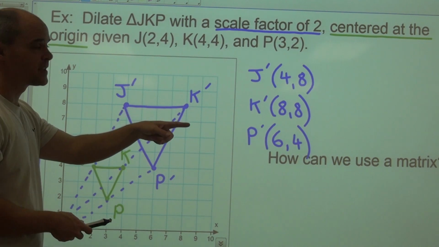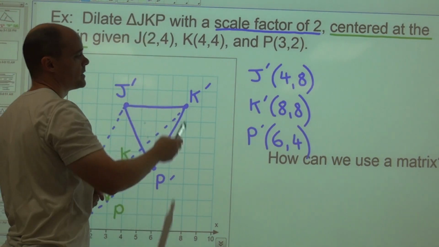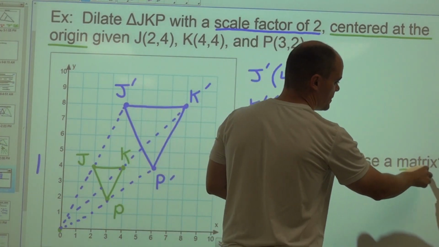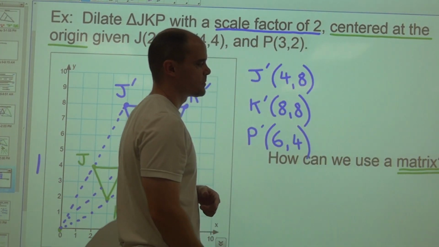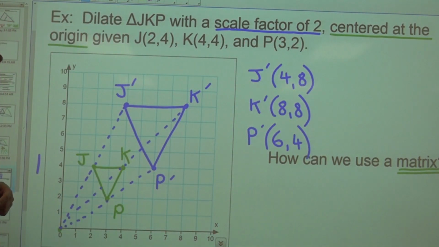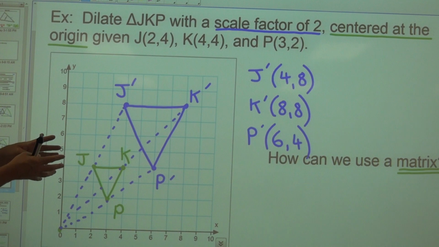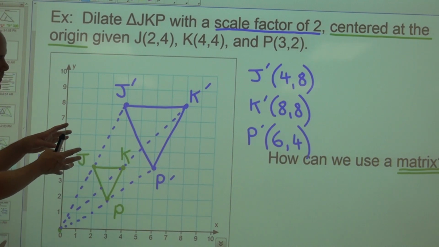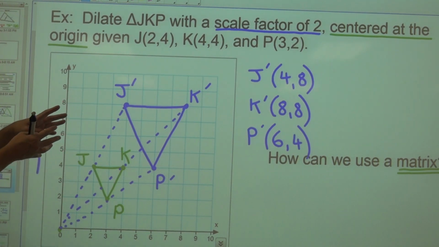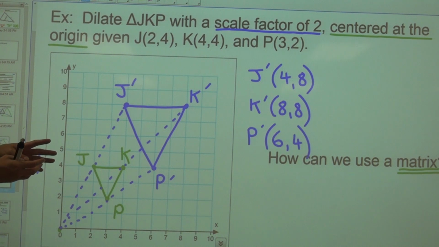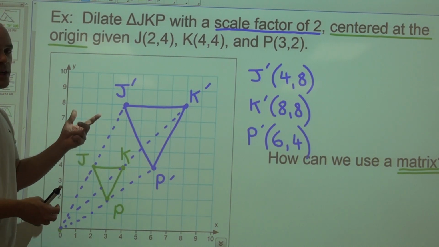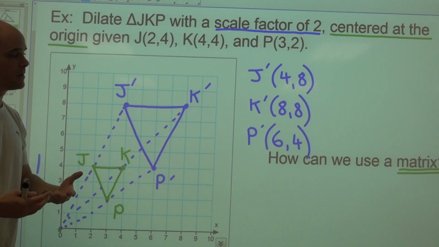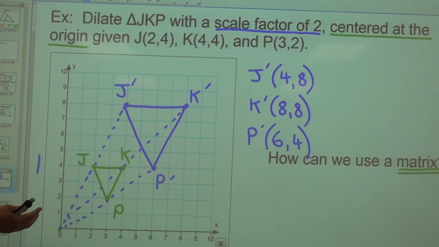I did tell you guys these things were going to come back. We have to know how to use a matrix. Why do we have to know how to use a matrix? And those of you that are going to be coders one day, we have to be able to communicate to a computer. Here's a triangle, and we want to do this to the triangle. The computer has no idea what a triangle is. You have to teach the computer what a triangle is. And the computer has no idea what a scale factor is. You have to teach the computer that too. So this is very, very simple.